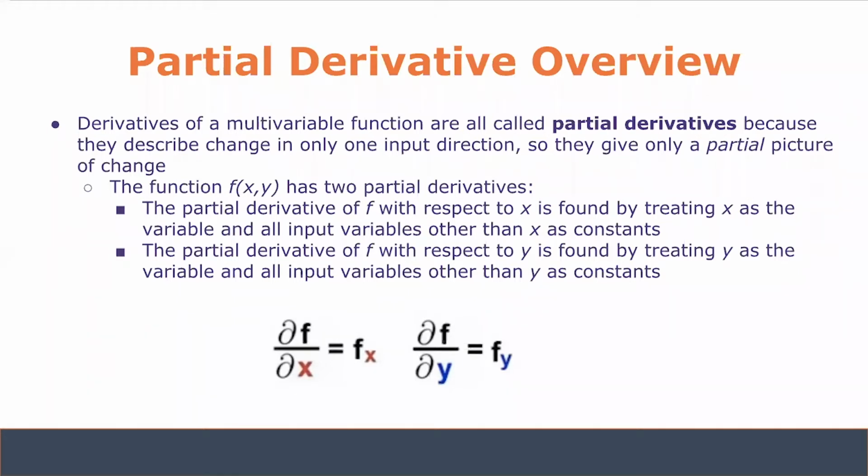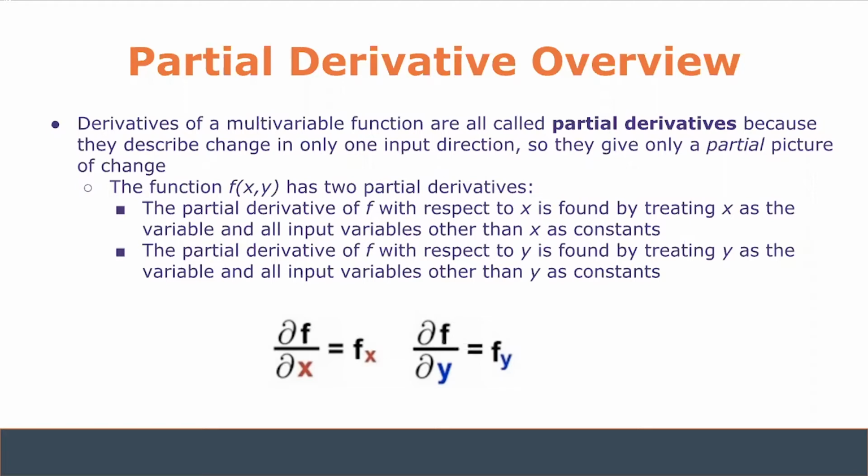Derivatives of multivariable functions, meaning a function including both an x and y variable, for example, are called partial derivatives because they describe change in only one input direction. So they give only a partial picture of change. The function f of xy has two partial derivatives. The partial derivative of f with respect to x is found by treating x as the variable and all input variables other than x as constants. The partial derivative of f with respect to y is found by treating y as the variable and all input variables other than y as constants.